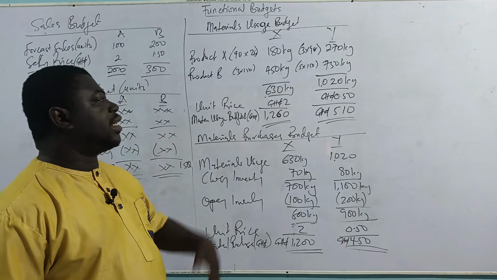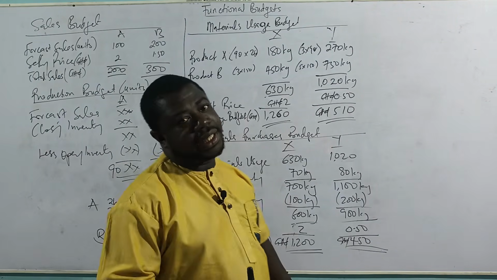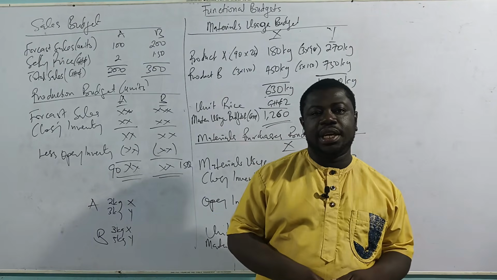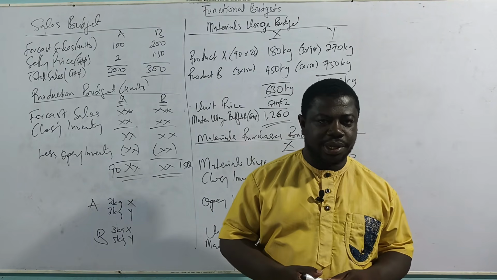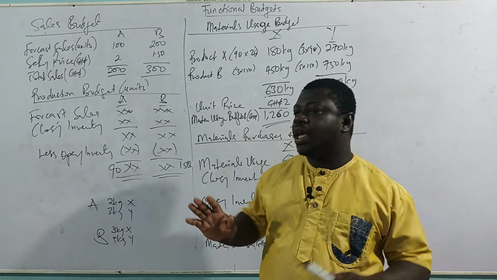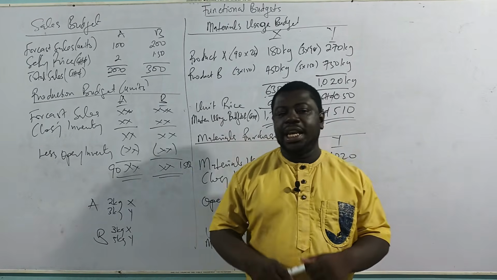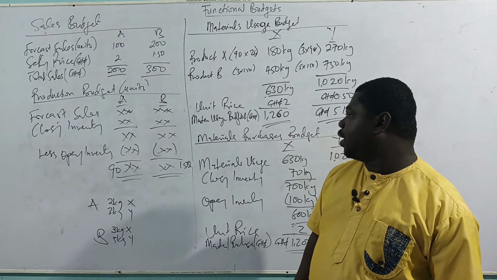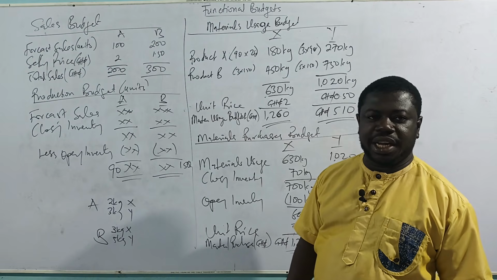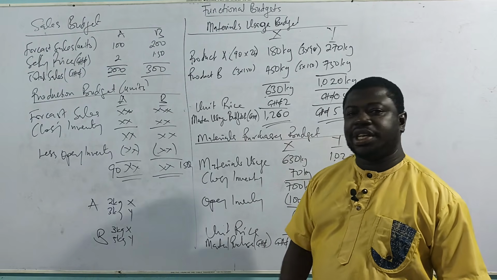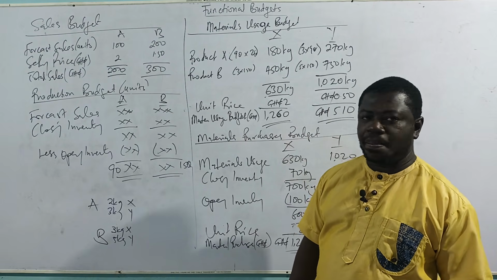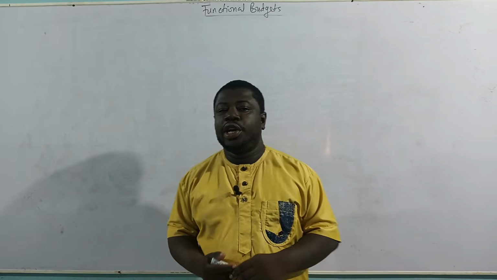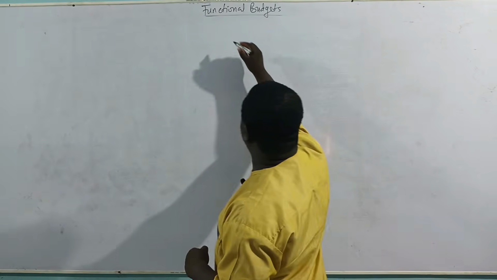So having done this, let us finally look at the labor budget. And then I'm going to take a question and solve it with you. Okay, so I'm going to clean all this and prepare the labor budget. The labor budget will only depend on the production unit. All these things have no bearing on the labor budget. So we're going to use the production units to prepare the labor budget.